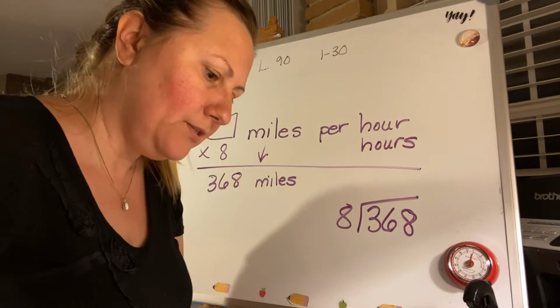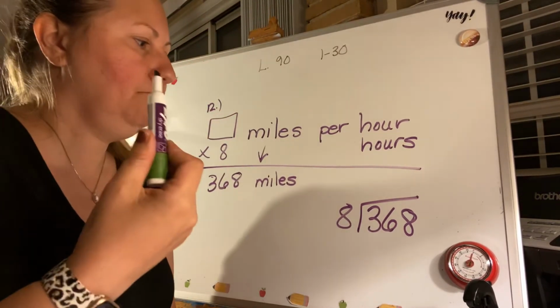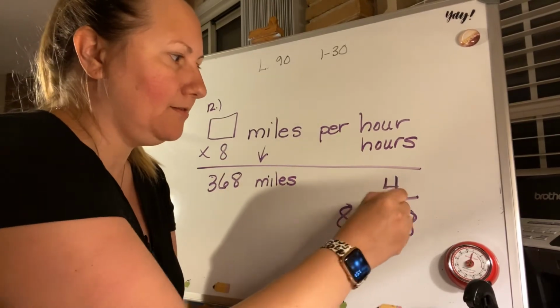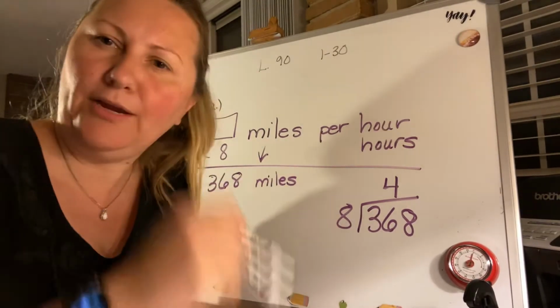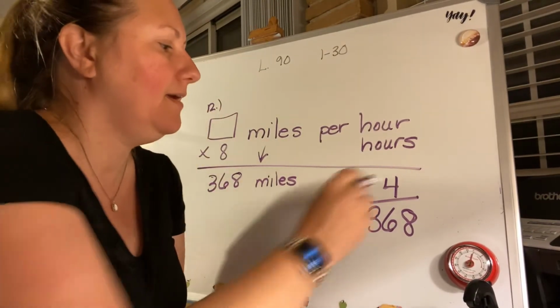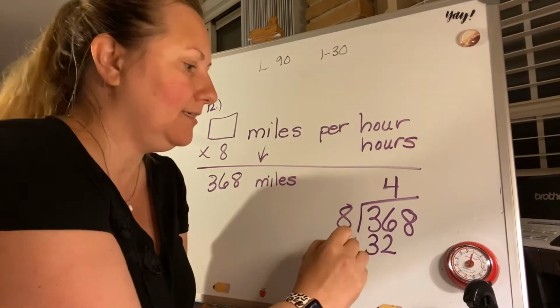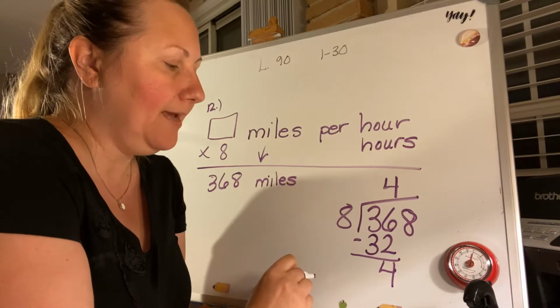Okay, so we think, 8 times what brings us to 36? We know that that's 4. If it doesn't come to you instinctively, look at your multiplication chart. Okay, 4 times 8 is 32. 36 minus 32 is 4, right?